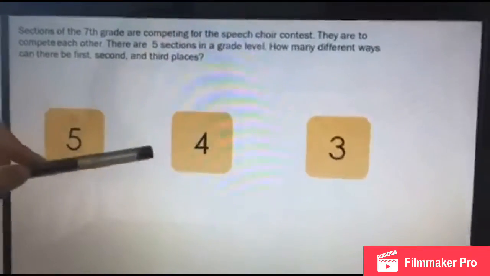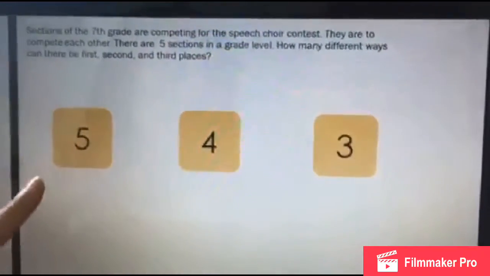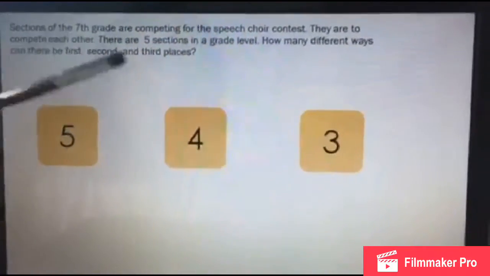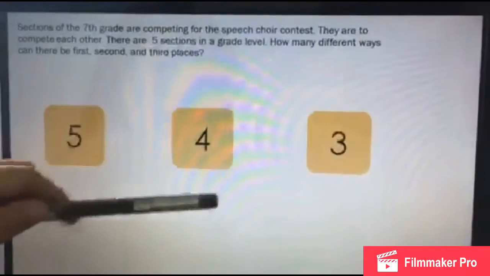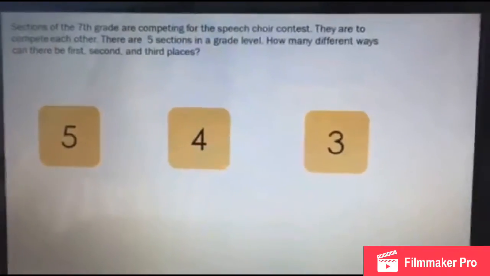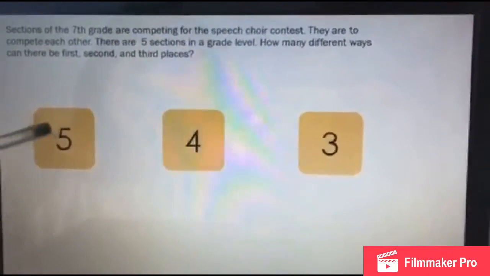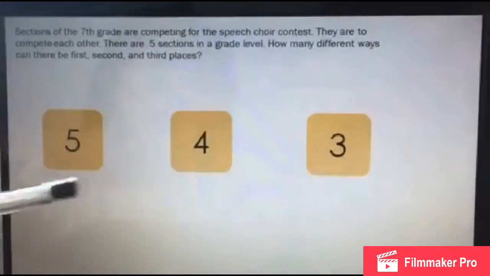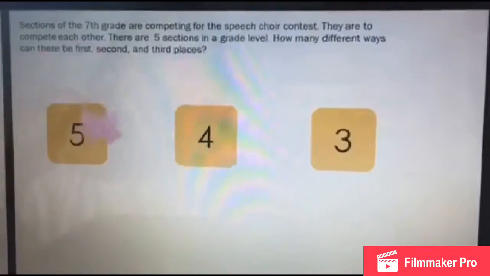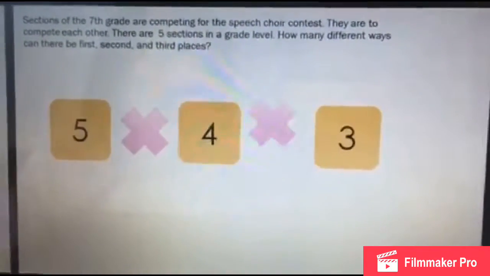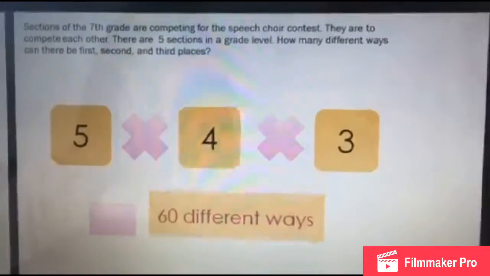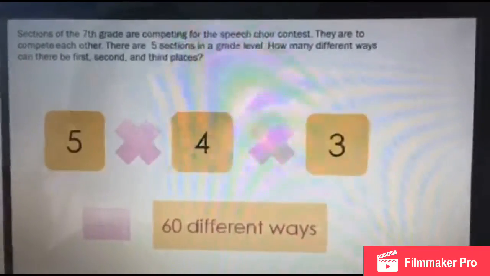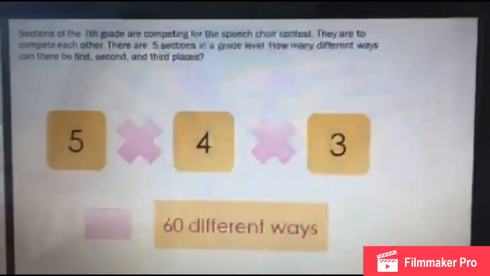So for the second place, we have 4 because the other one is chosen in the first place. And for the last event, for the third place, we have 3 because the 2 were chosen in the first and second places. So we are going to multiply the 3 events. 5 times 4 times 3 is equal to 60 different ways. So we have 60 different ways that there can be first, second, and third places.